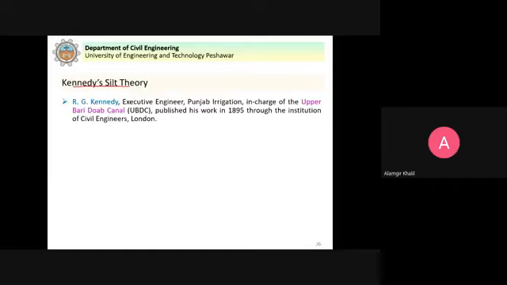So we start with Kennedy's silt theory. R.G. Kennedy, executive engineer, Punjab Irrigation, in charge of the Upper Bari Doab Canal, published his work in 1895 through the Institution of Civil Engineers, London. So he was an executive engineer, XEN, in Punjab Irrigation, and this was in British India before partition. Clear? You see, 1895. Then he published his work. He was in charge of the Upper Bari Doab Canal, which is in Punjab, Pakistan.